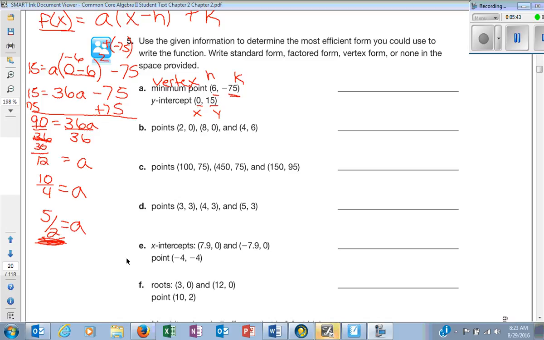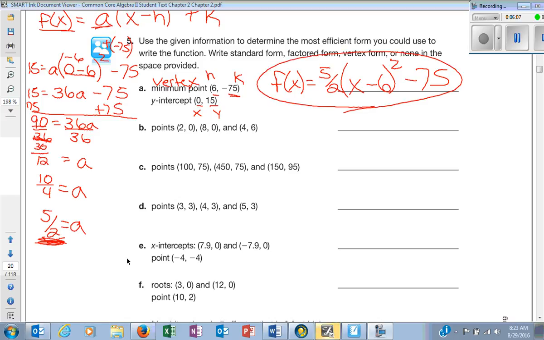I'm going to leave it as 5/2. Is everybody comfortable with what I'm talking about here? So if I want to write this equation, it would be f of x equals, I need the a plugged in, so 5/2. X stays x minus 6 squared, don't forget that, minus 75. That should be your answer, and that's what I'll be looking for on that quiz come Wednesday.